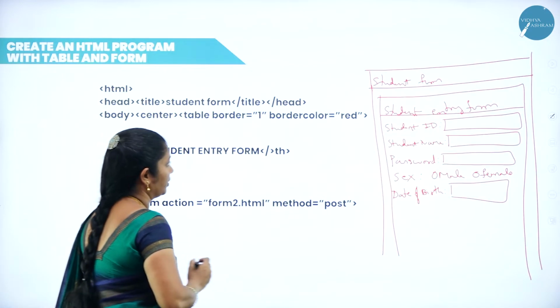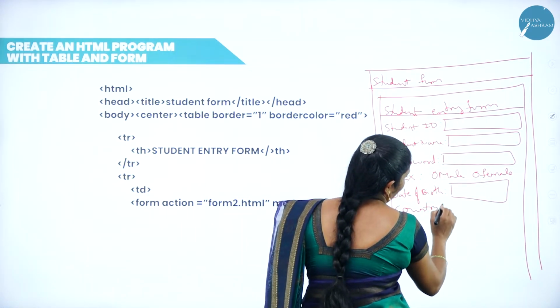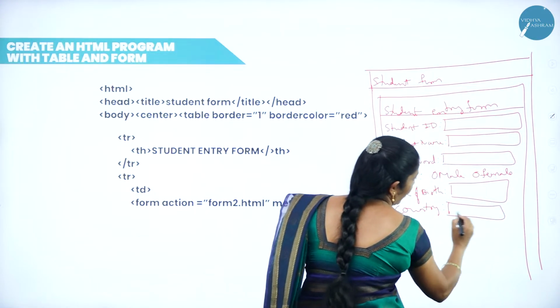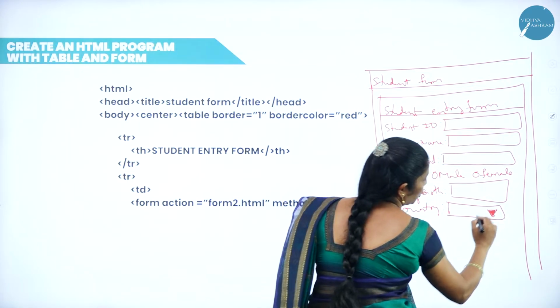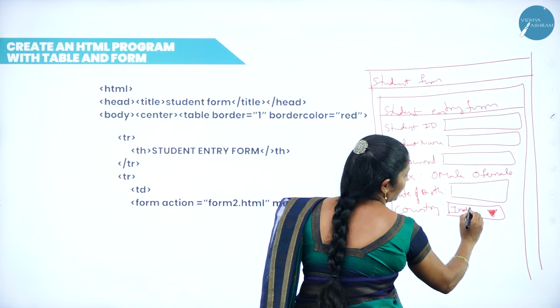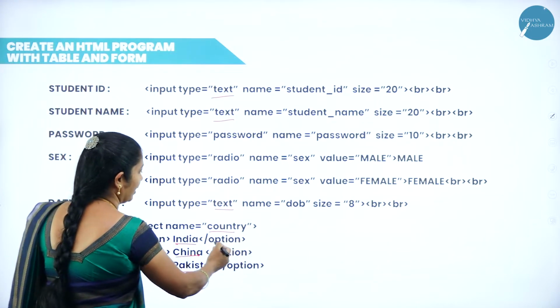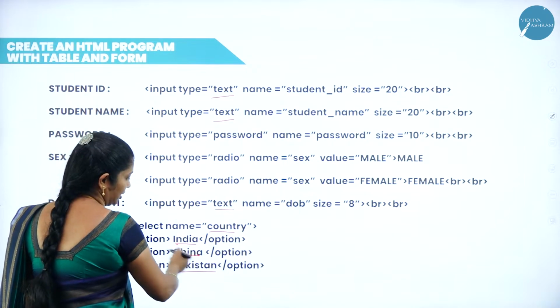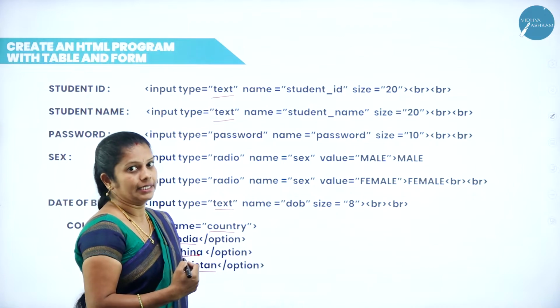Then what do you have to write here? Here you are going to get one option, country. Here you are going to get one box, and it will display in drop down format. Whatever data you want, you can put here. For example, here I am having India. When you click on this drop down button, it will display all the options like India, Pakistan, China, and all the information will display one below the other.